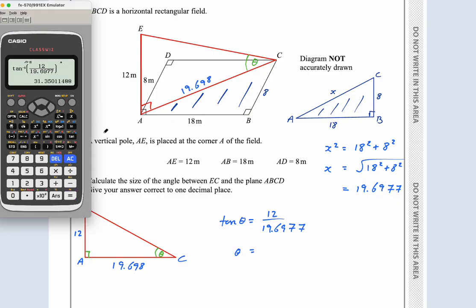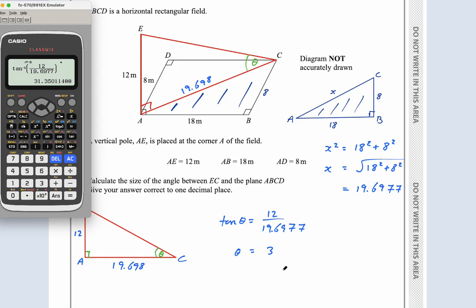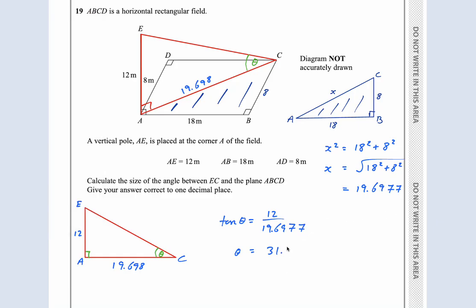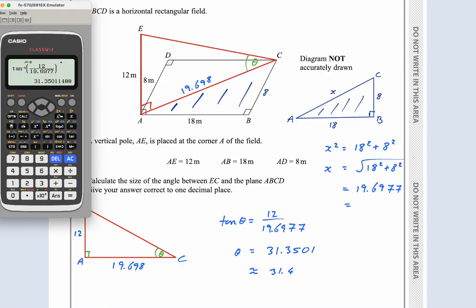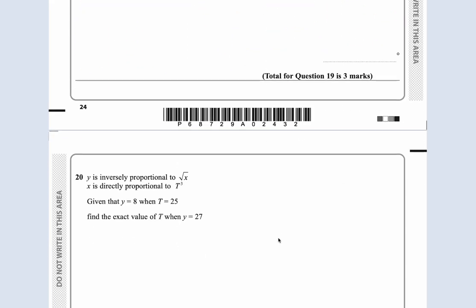Okay, so that highlights, guys, the importance of not rounding too much in the middle of the question. So it's 31.3501, which to one decimal place is 31.4, because of the 5 I round up to 4. You could have, guys, obviously just left this as 2 root 97, and that's probably the best way to do it. If you leave it like that and then put 2 root 97 here, you'll definitely get the right answer. Okay, that's question 19.